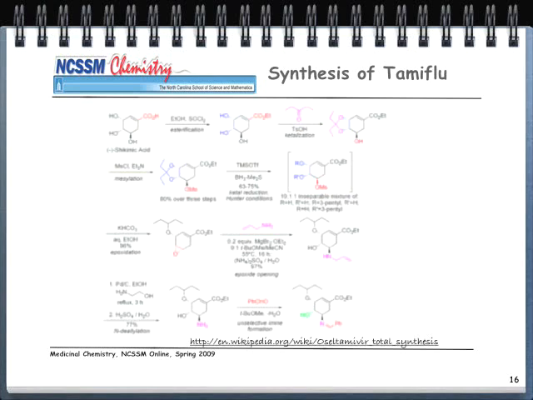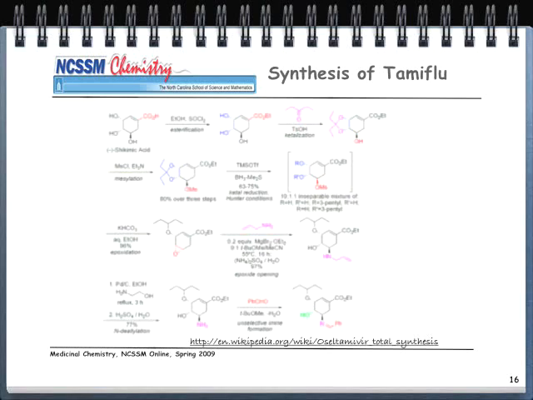Here's one that's quite a bit more difficult. Here's the synthesis of Tamiflu. And what you might want to do is go look at this on the web. There's a Wikipedia address there at the bottom for this thing. And I would encourage you to do that.